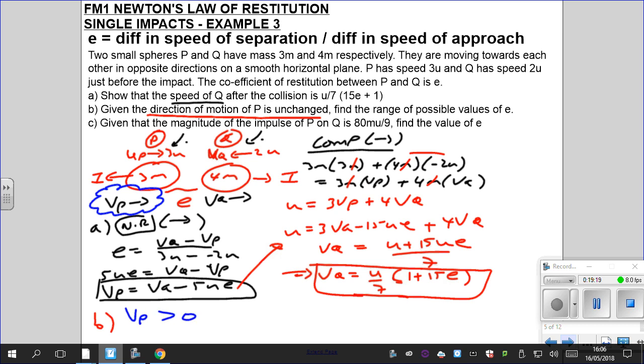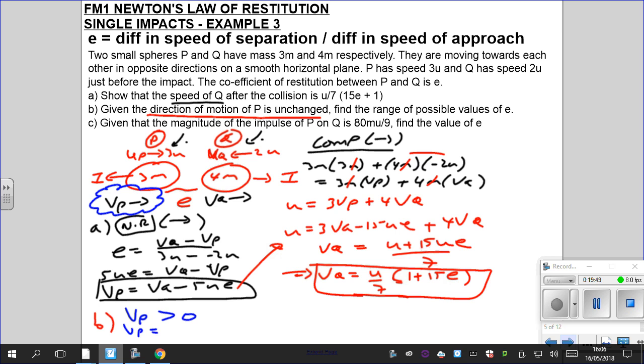VP must be bigger than 0 if the direction of motion is unchanged, because I assumed the direction of motion was unchanged. If I was wrong, if it says given the direction of motion of P was changed, then my VP must be less than 0. It must be negative, right? Because I assumed right is positive. So first, I need to find VP, because at the moment I've got VQ and I don't have VP.